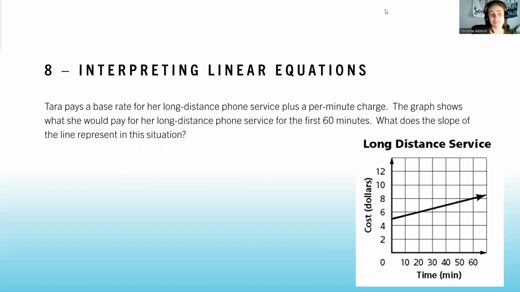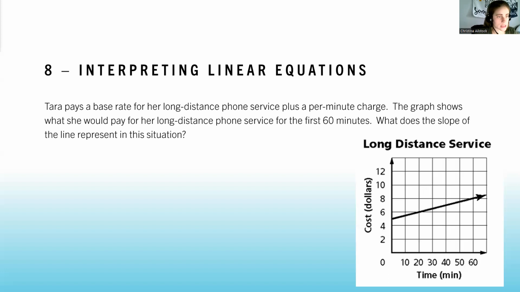I think these right here are my favorite type of questions when we interpret them, because it helps bring the real world in, even if we don't always make graphs to represent these real world situations. It does make that connection. I just love it. So here we see that Tara pays a base rate for her long distance phone service plan plus a per minute charge. The graph shows what she would pay for her long distance phone service for the first 60 minutes. What does the slope of this line represent in the situation?